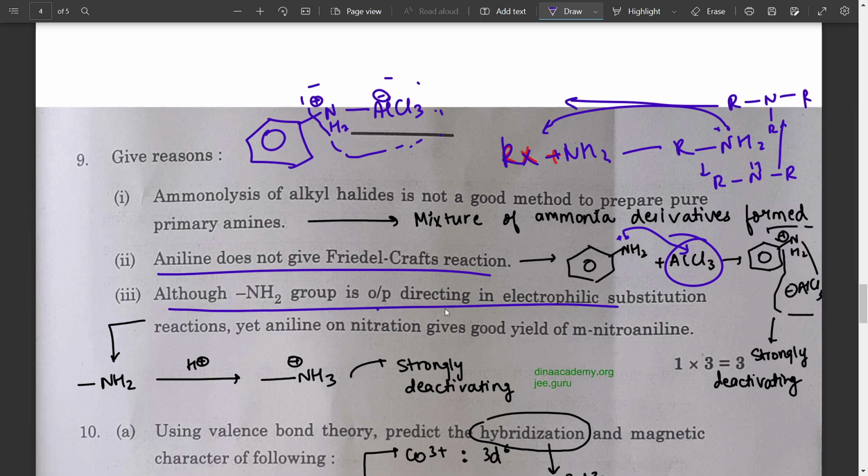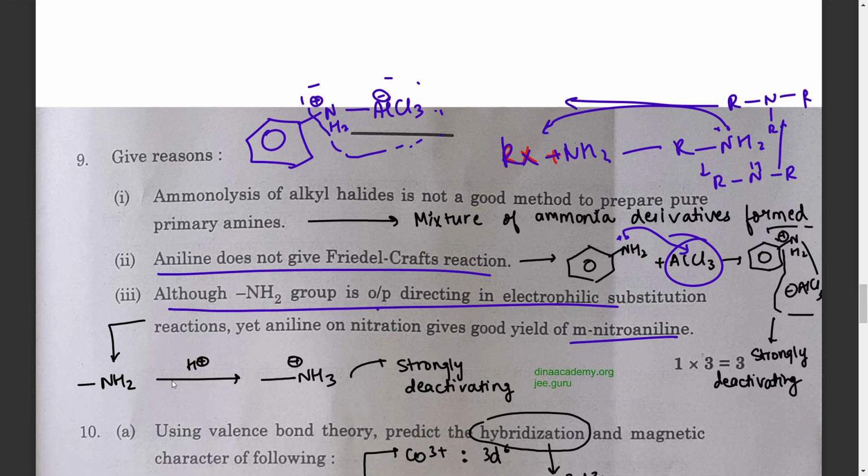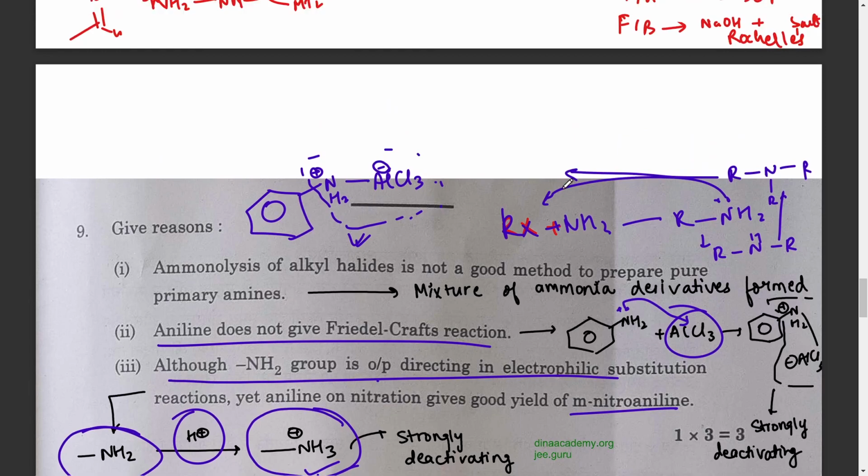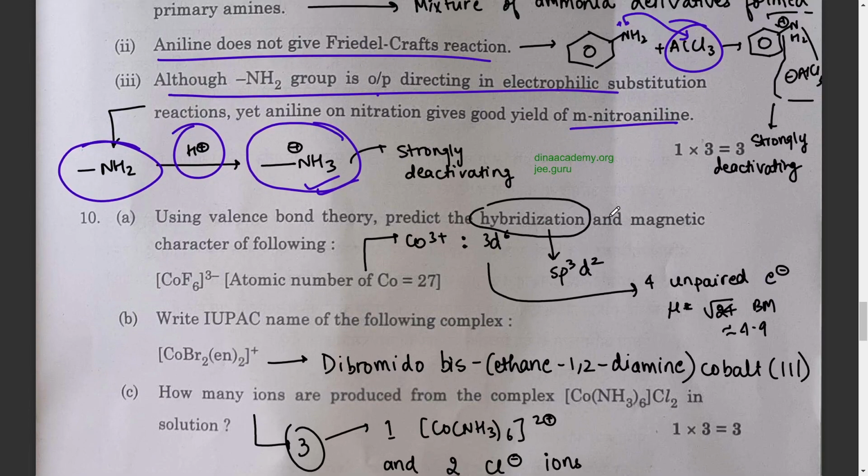Although the NH2 group is ortho-para directing in electrophilic substitution reactions, yet aniline on nitration gives good yields of meta-nitroaniline. So again, a similar reason as part 2: whenever you have an NH2 group, it reacts with the acid. Nitration is done using the nitrating mixture. It contains strong acid, and it forms the anilinium ion. The anilinium part is strongly deactivating, similar to this, and thus you have a meta direction. And the ratio, you might as well remember the ratio. Para is 51%, meta is 47%, and ortho is 2%.